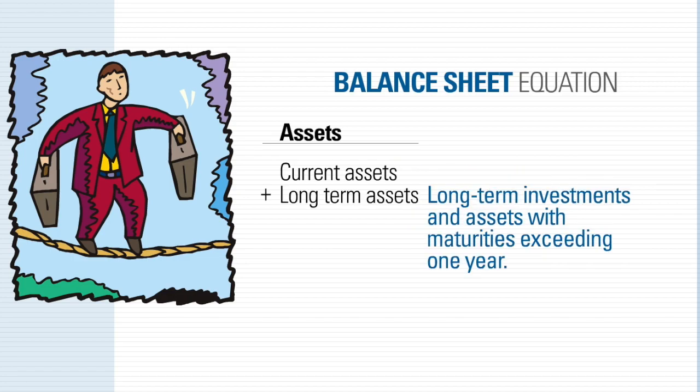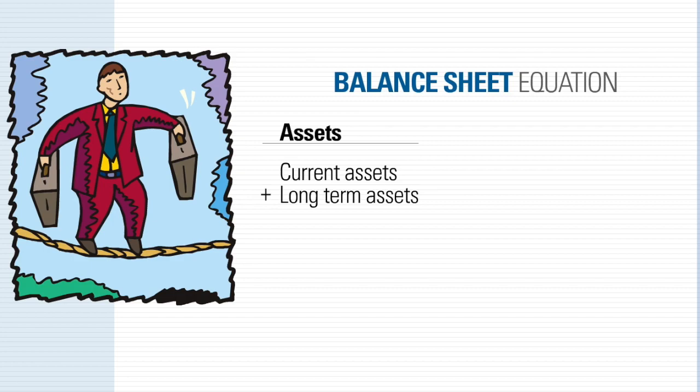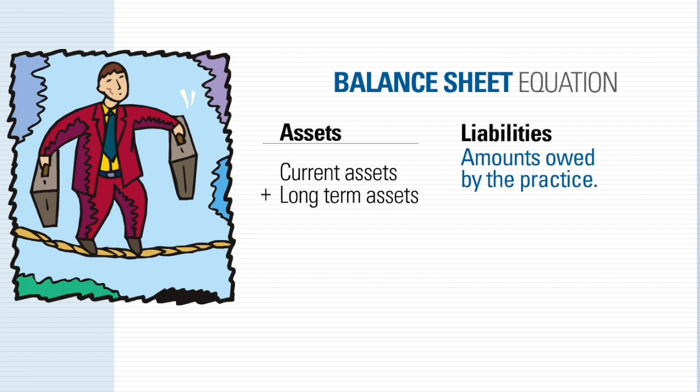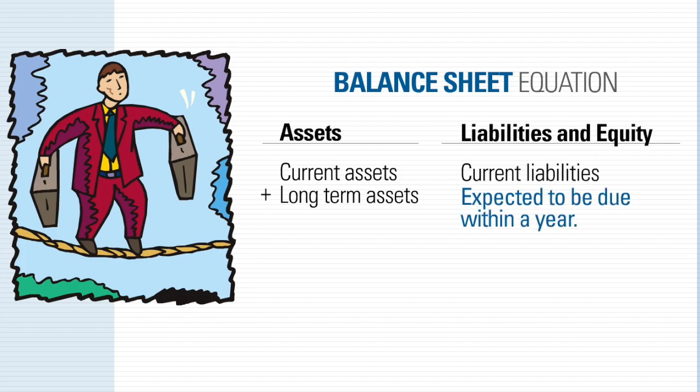Long-term assets reflect long-term investments in financial assets with maturities exceeding a year. Assets such as real property and equipment are considered fixed assets. Liabilities are amounts that are owed by the practice. Current liabilities are those expected to be due within a year. An example of a current liability is accounts payable, or amounts owed by the practice for products or services already received but not yet paid.